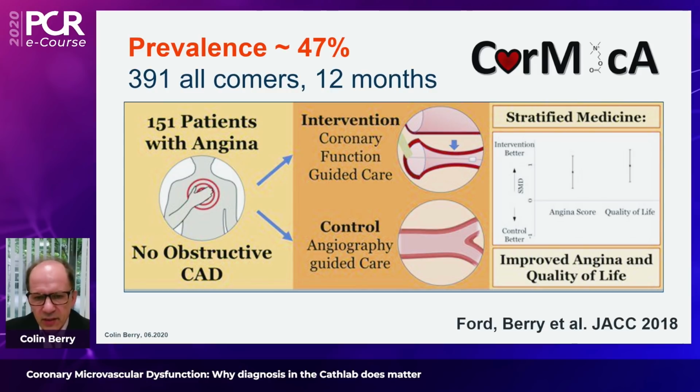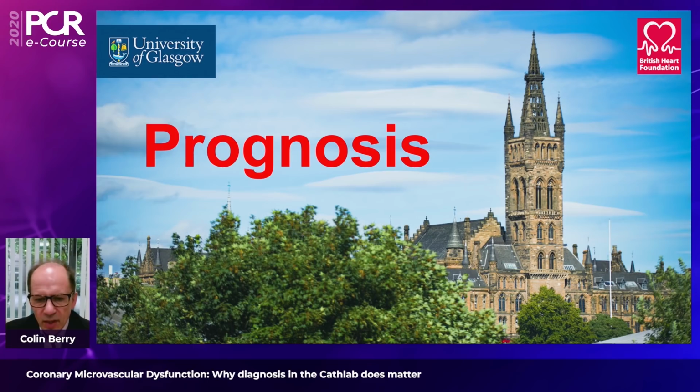We further determined that when a strategy of disclosure of these test results with linked therapy, both pharmacological and rehabilitation, was used, this stratified medicine strategy led to improvements in angina score and quality of life, both at 6 and 12 months. But what of the prognostic implications of abnormalities in microvascular function?